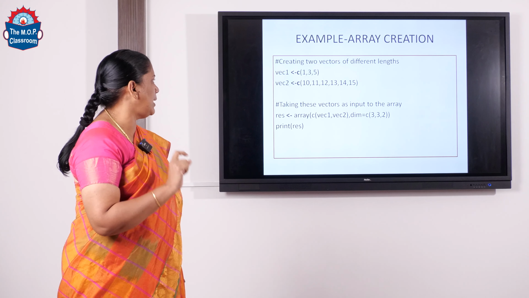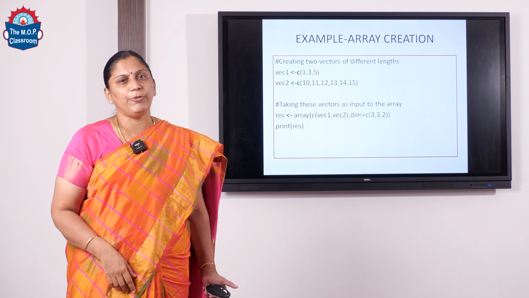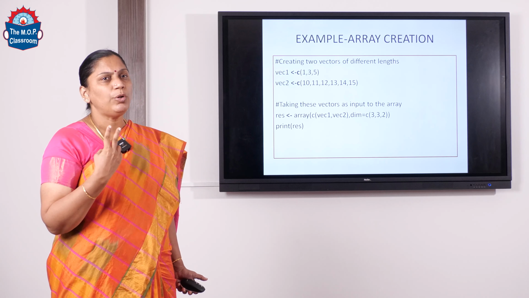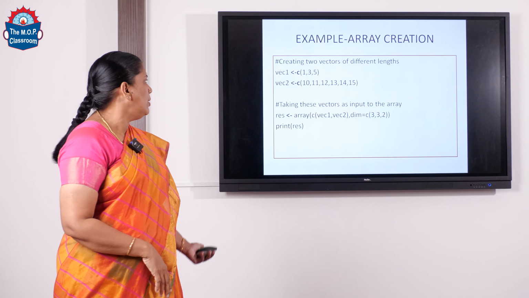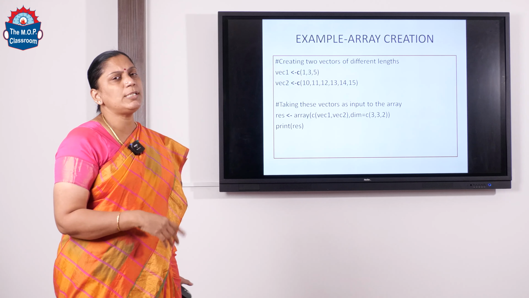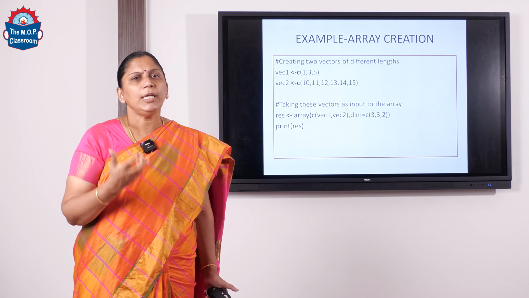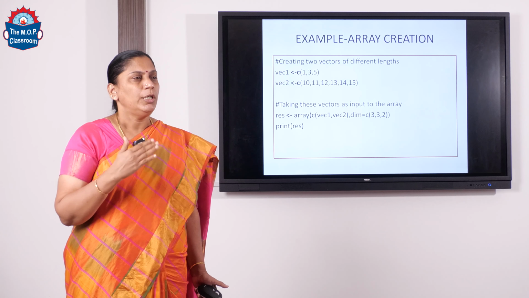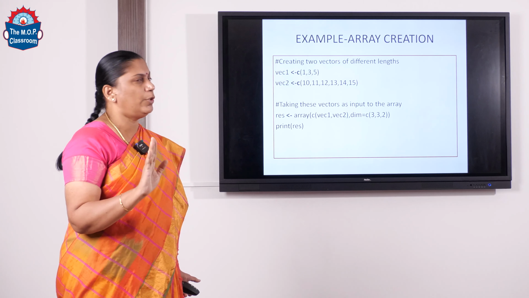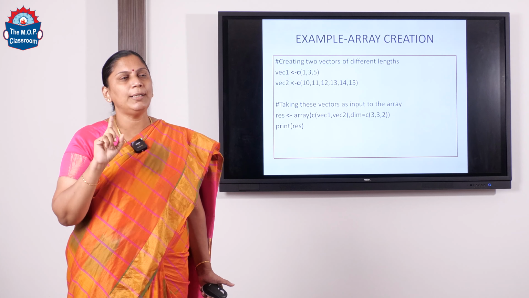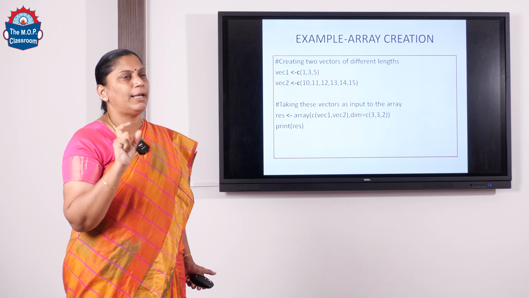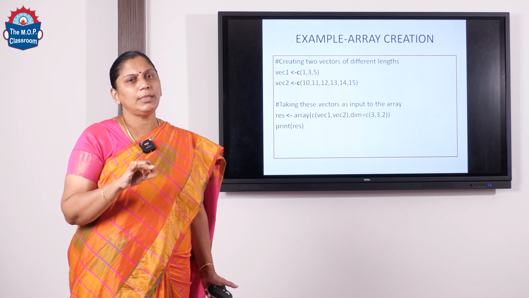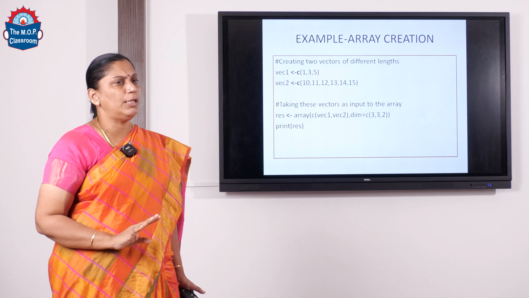So the first comment says create two vectors of different lengths. We are going to take two vectors for array creation. So how do we denote a vector? The first one is vec1. You can give any variable name or any user defined name, it need not be vector1, vector2. vec1 is equal to c(1, 3, 5). So the data I have in the first vector is 1, 3, 5, the three elements that are present in the first vector.